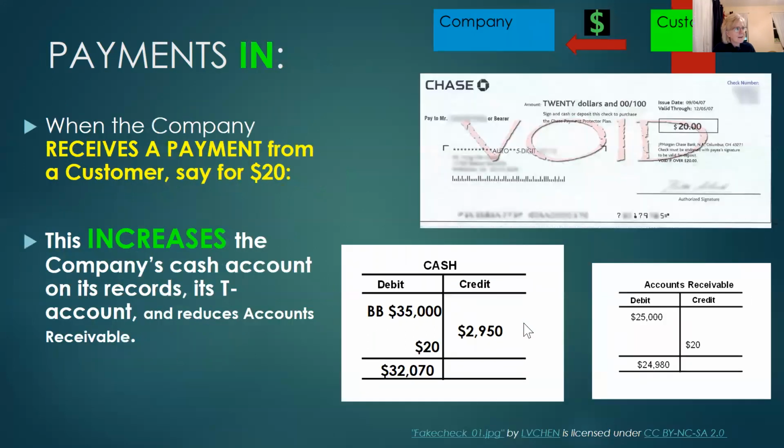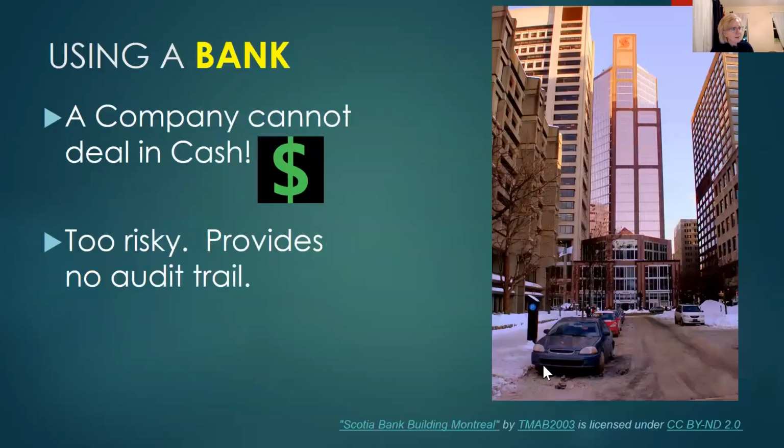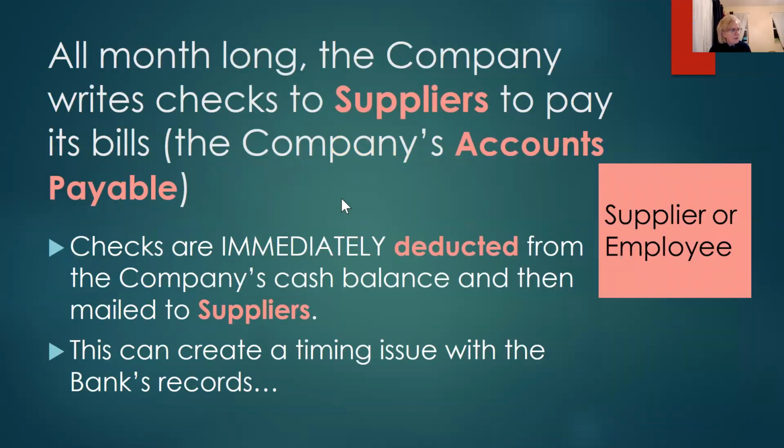Okay. When we receive money from a customer, so let's say that the customer pays us $20. Here's that cash account. We increase cash, we debit cash $20, and we credit accounts receivable. So all that's going on all month long, over and over and over again.